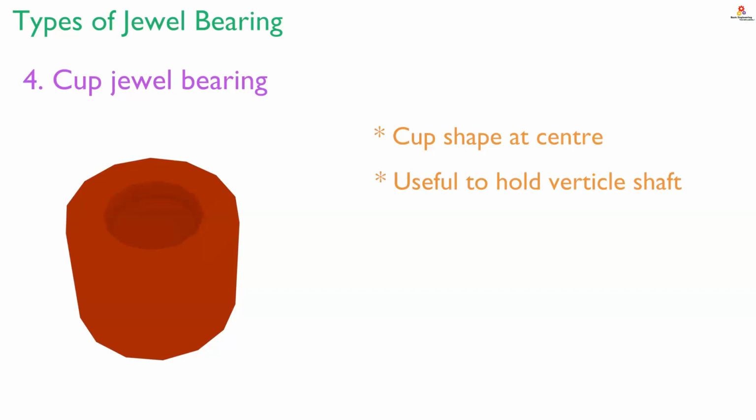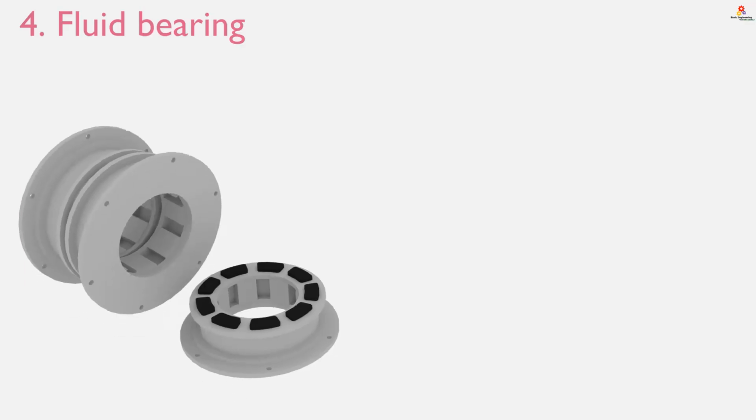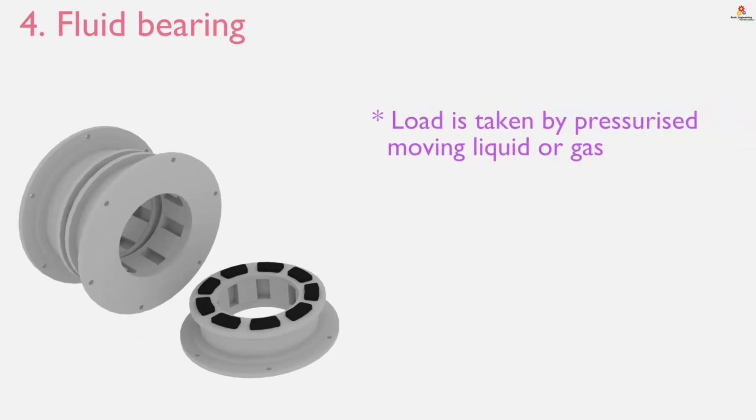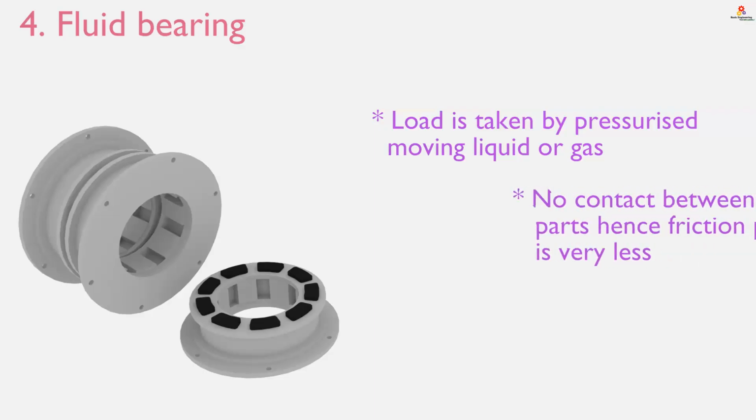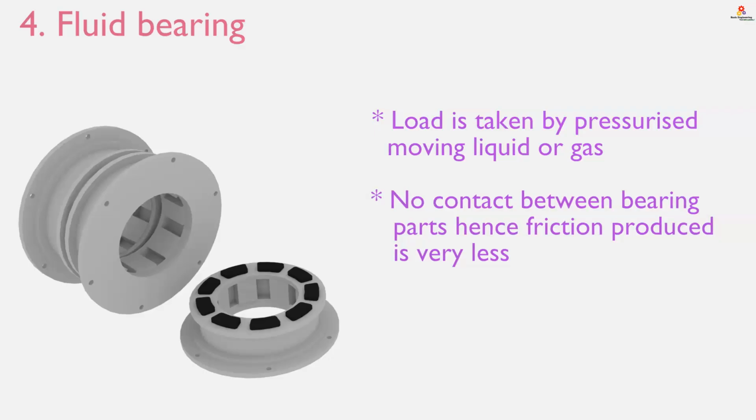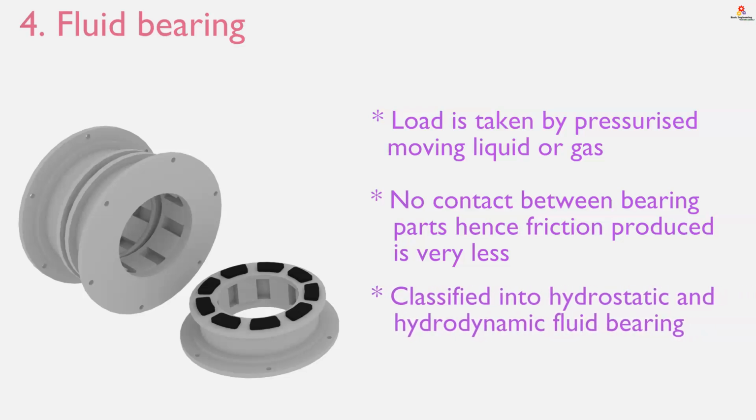Well, the fourth main type of bearing is fluid bearing. In this type, the load is taken by pressurized moving liquid or gas between the bearing surfaces. There is no contact between the bearing parts, hence the friction produced is very less. The fluid bearings are further classified into hydrostatic and hydrodynamic fluid bearings.